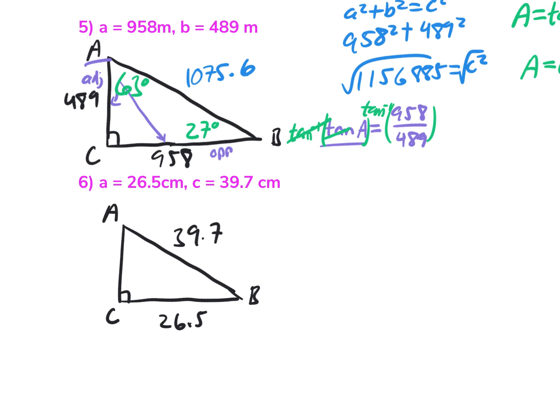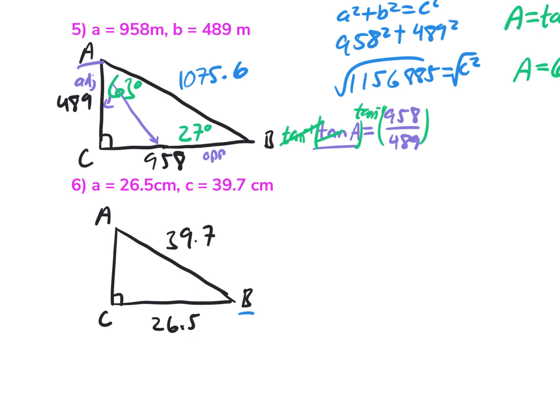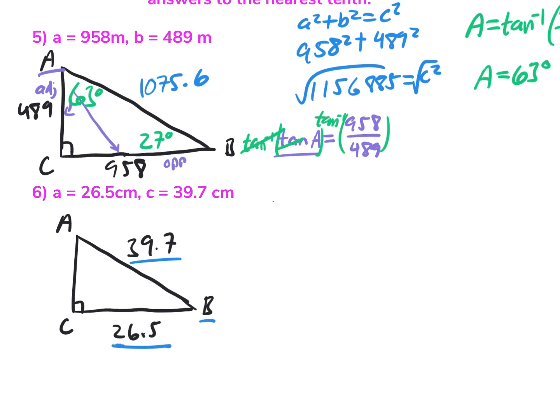Let's use one of our trig ratios to try to find an angle this time. Let's say I want to find angle B. You could find angle A if you wanted to, it doesn't really matter. If I want to find angle B, we can use SOHCAHTOA. With respect to B, I have an adjacent side and a hypotenuse, so I'm going to use cosine. Cosine of B is going to be my adjacent, 26.5, over my hypotenuse, which is 39.7.